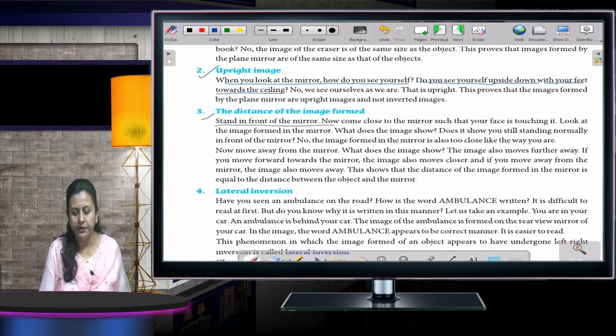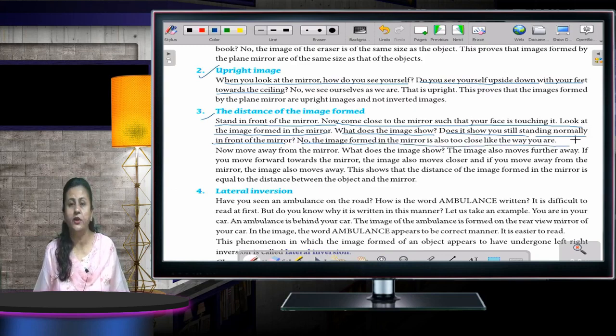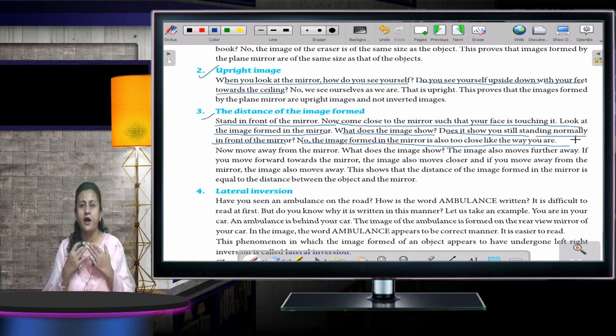Then the distance of the image formed. Stand in front of the mirror. Now come closer to the mirror such that your face is touching. Look at the image formed in the mirror. What does the image show? Does it show you still standing normally in front of the mirror? No. The image formed in the mirror is also too close, like the way you are. Suppose I am standing in front of the mirror. If I go far, the image will also go far. In case I come closer to the mirror like this, the image which I am seeing in the mirror will also come close. Fine, children?